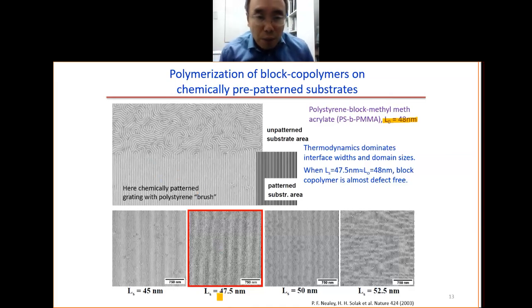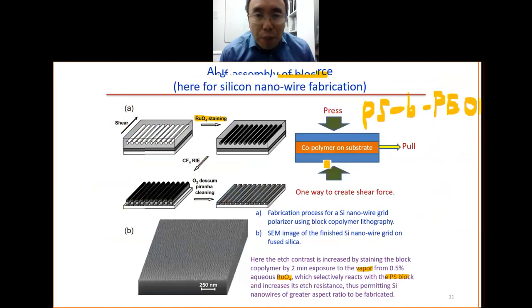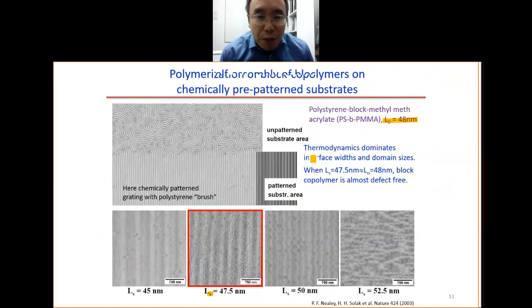Here you can see this S means a substrate. The substrate pattern here has a period of 47.5 nanometer, which is close to this 48 nanometer natural period. You see, very nice self-assembly. But this one, 52.5 nanometer, does not match 48. You get lots of defects. The same thing here, 45 nanometer, you also get lots of defects.